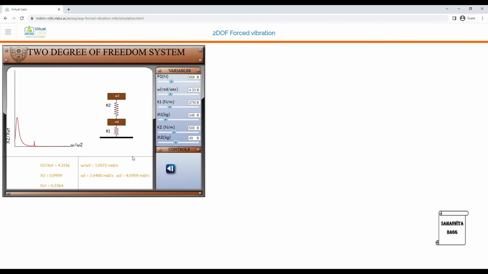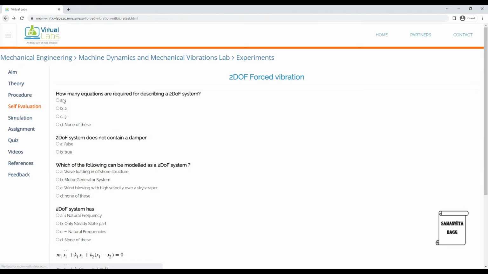Like you can see here, I'm changing the value of M2. I'll change K2, M1, K1. So this is X1 upon XST for the changed values now. And also this is X2 upon XST versus the frequency ratio. So that's how you are going to analyze and get the graphs.